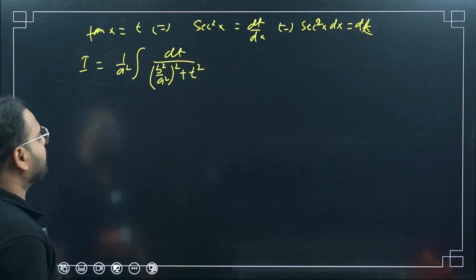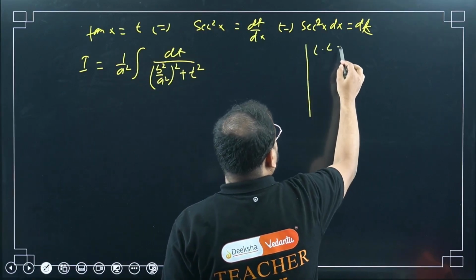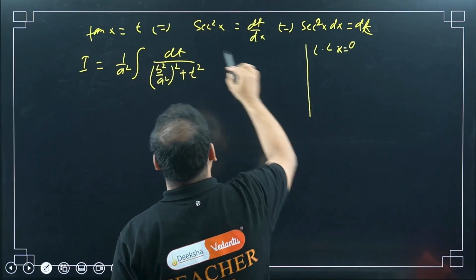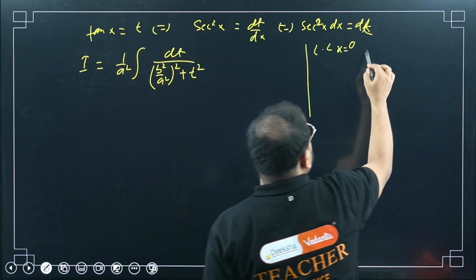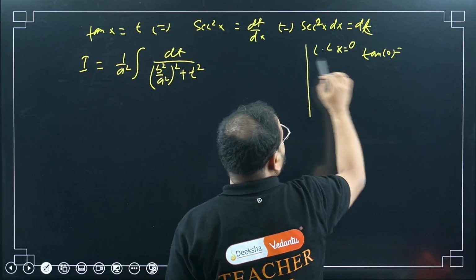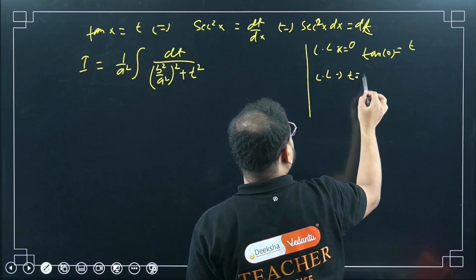So what about the limit, sir? I have to change the limit. What is the limit now? Lower limit was 0. X was equal to 0. What I have taken is t equals tan x. So tan of 0 will be 0. So what is my lower limit now? t equals 0 also.